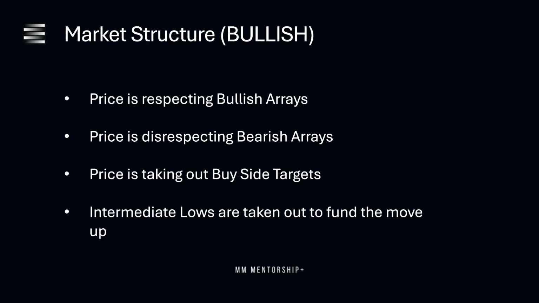So for bullish market structure to be true, price is respecting bullish arrays, price is disrespecting bearish arrays, price is taking out buy side targets, and intermediate lows are taken out to fund the move up. Okay, this is how you can determine whether your market structure is bullish.